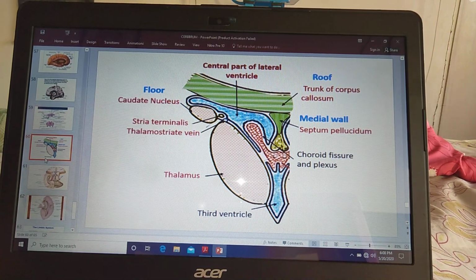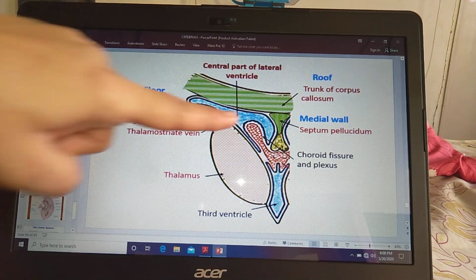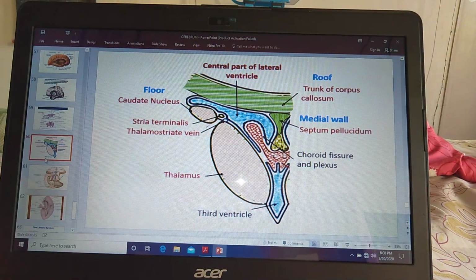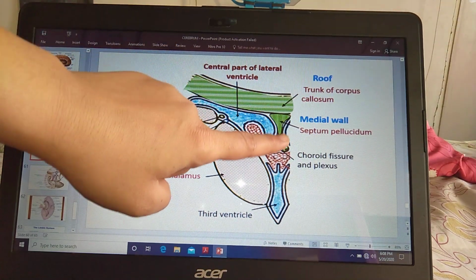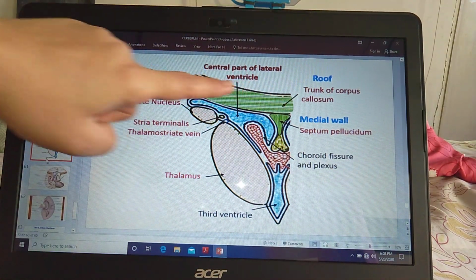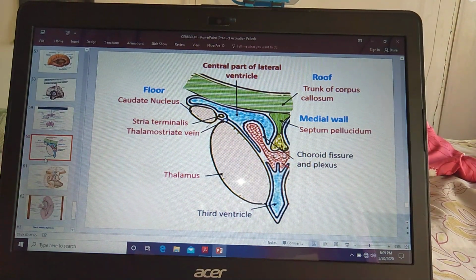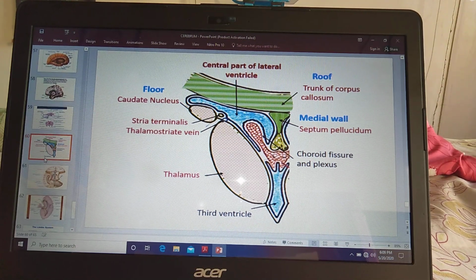The medial wall is formed by the septum pellucidum and the body of the fornix. Septum pellucidum and the body of the fornix. So these are the boundaries of the central part: roof, floor and the medial wall. One more thing is added in the central part only, that is the choroid fissure.